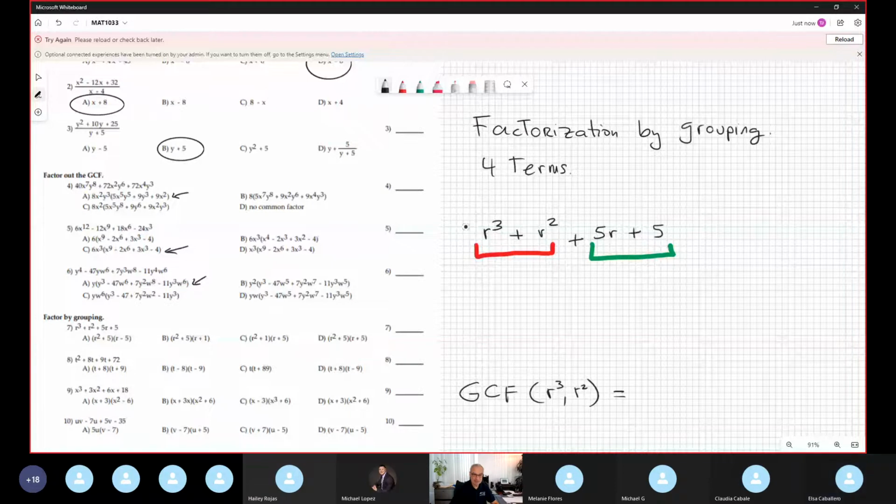R squared. Exactly. Very well. You factor out R squared. We have R plus 1. Makes sense? Remember, open new parentheses. So we are doing exactly the same as in the previous example, but we focus only on the red part. Grouping.